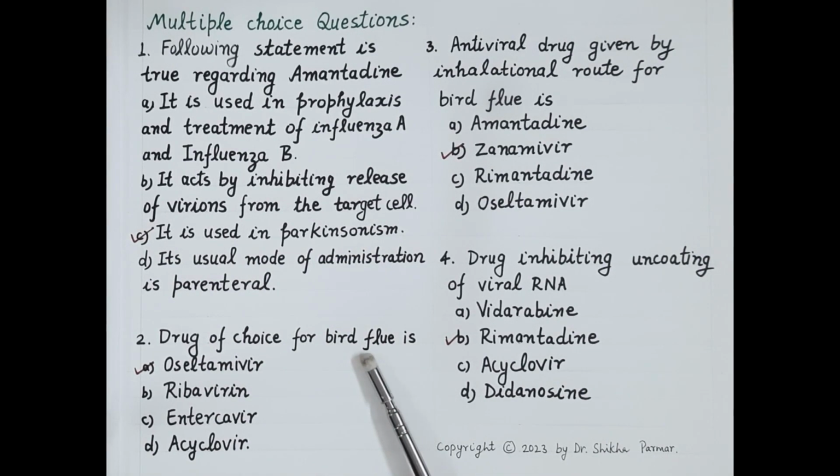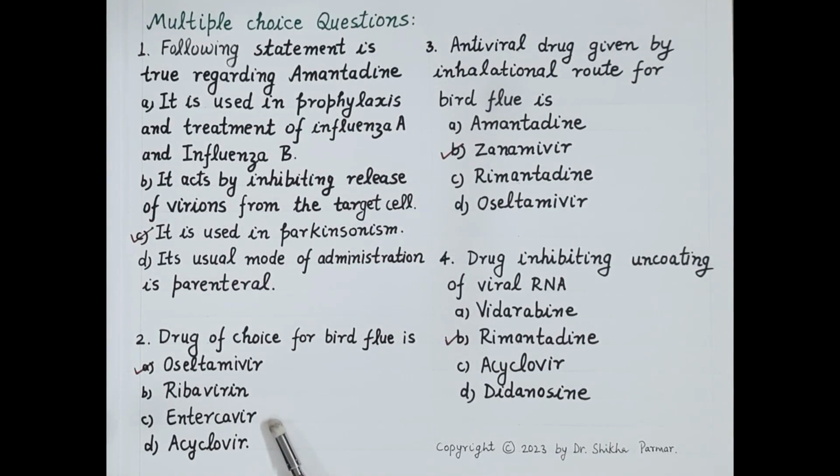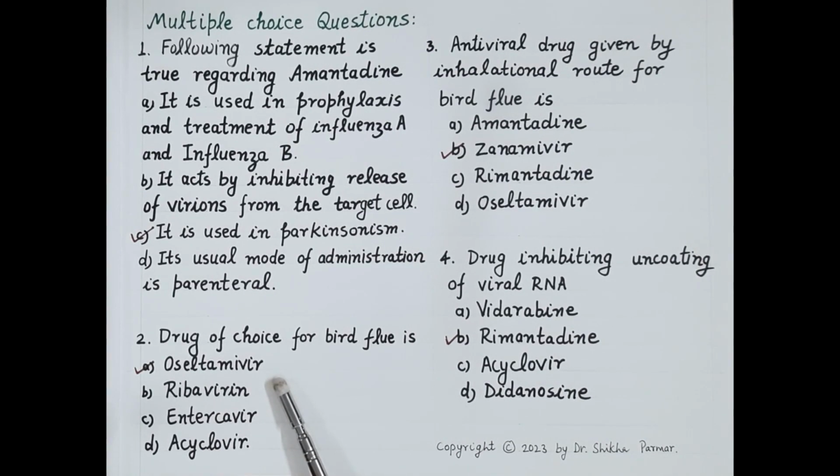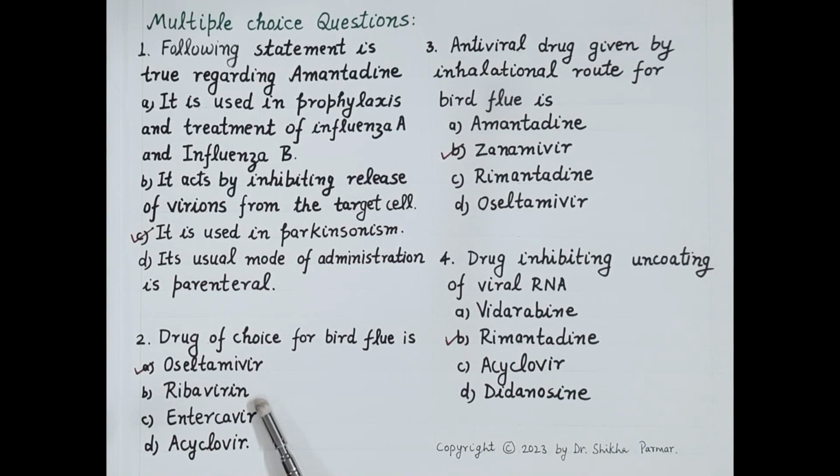Then next question, drug of choice for bird flu is, here we have four different options. First option is oseltamivir, then ribavirin, then entecavir, then acyclovir. Now oseltamivir is used for the treatment of bird flu, this we know. Then ribavirin, it is used for the treatment of hepatitis. Then entecavir, this is also used for the treatment of hepatitis. It is not used for the treatment of flu.